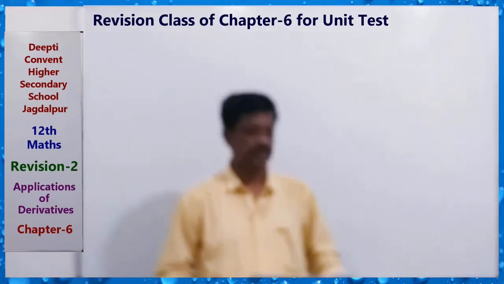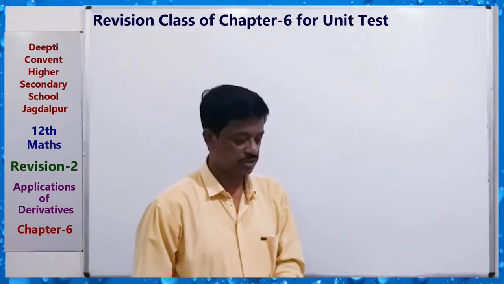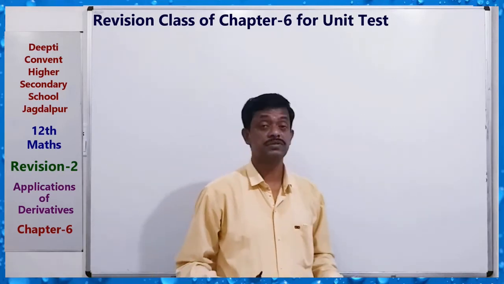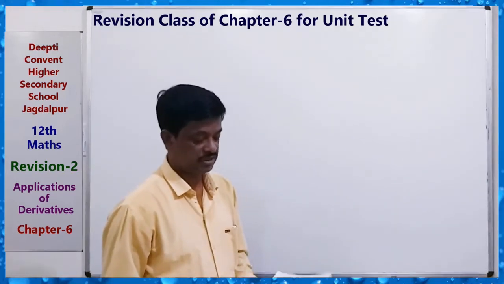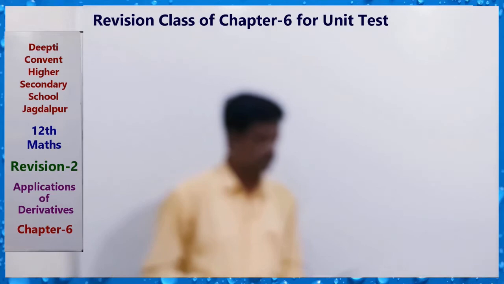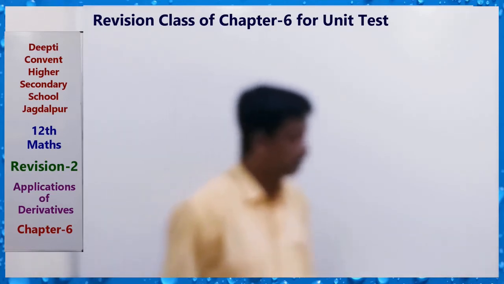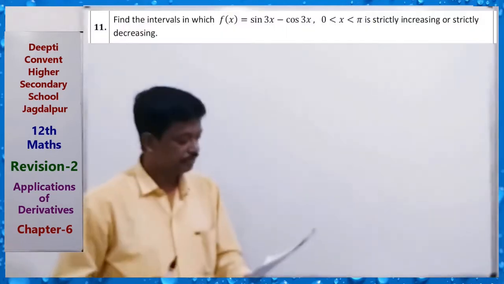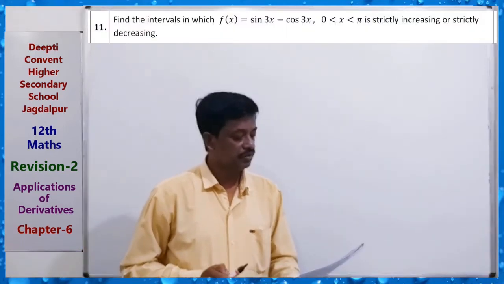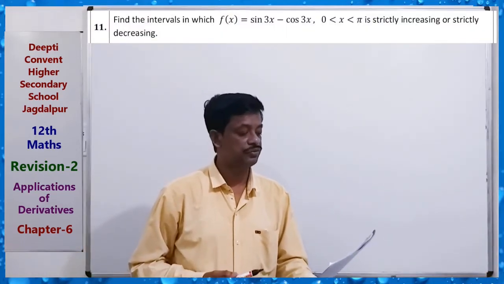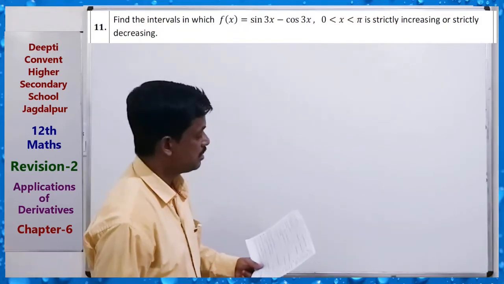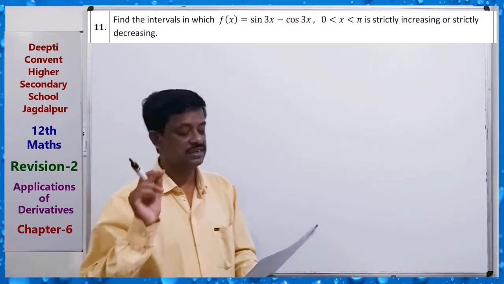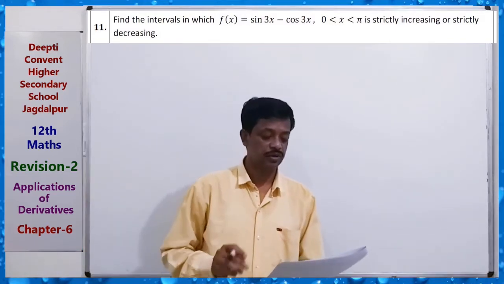So 10 questions were completed. Now take question 11. These questions are important for your test, and this question gives you an idea how you can solve other questions of this type. So here: find the interval in which f(x) equals sin 3x minus cos 3x, x lies between 0 to pi, is strictly increasing or strictly decreasing.